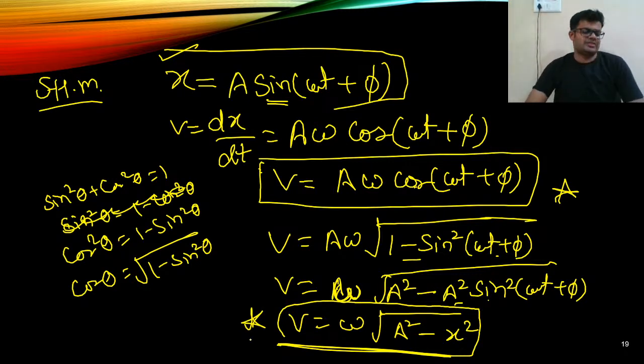Simply speaking, the speed of the particle at any position x can be given by omega into root of a square minus x square. A is called amplitude of the SHM, x is called displacement of the particle, and omega is called angular frequency. And velocity as a function of time is a omega cos omega t plus phi. That's all. These are the two formulas you need to remember.